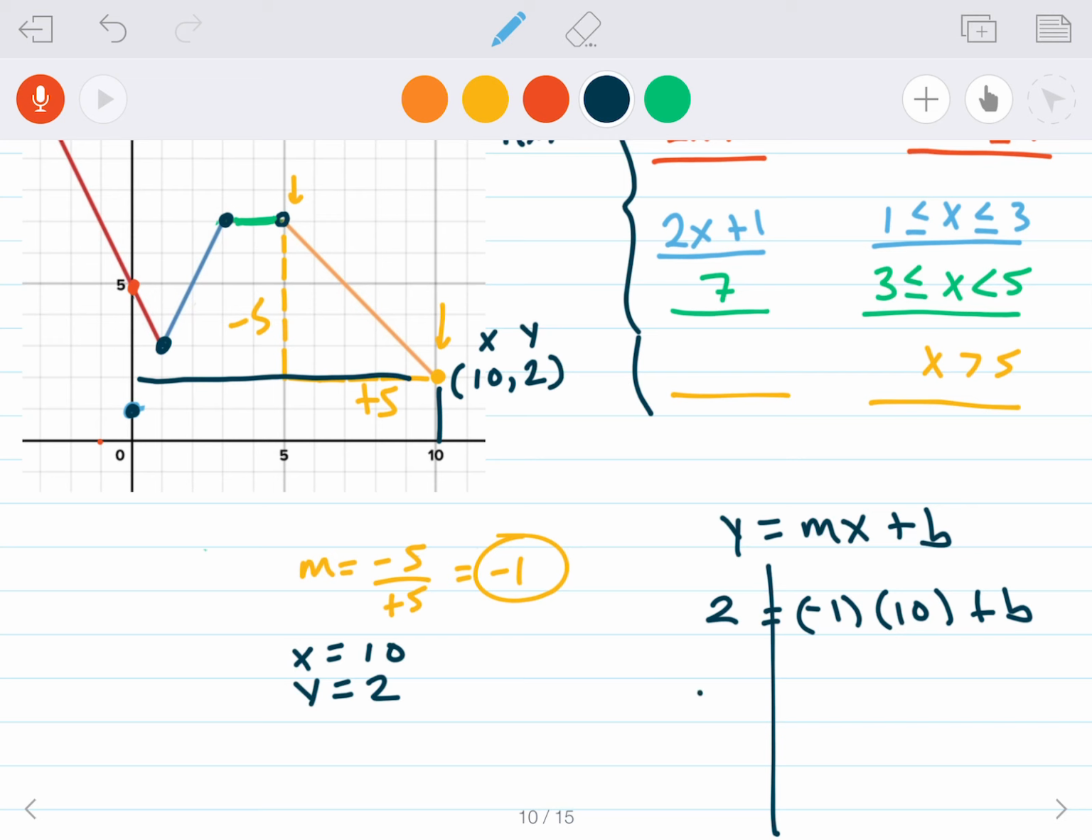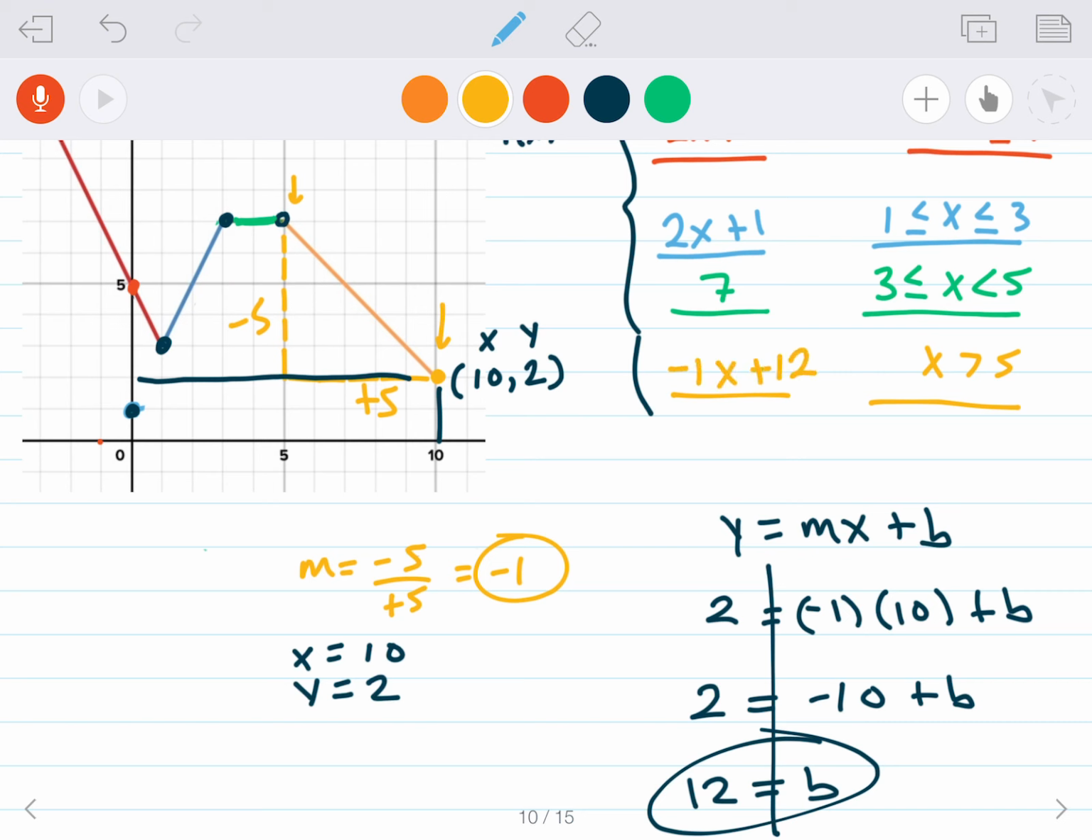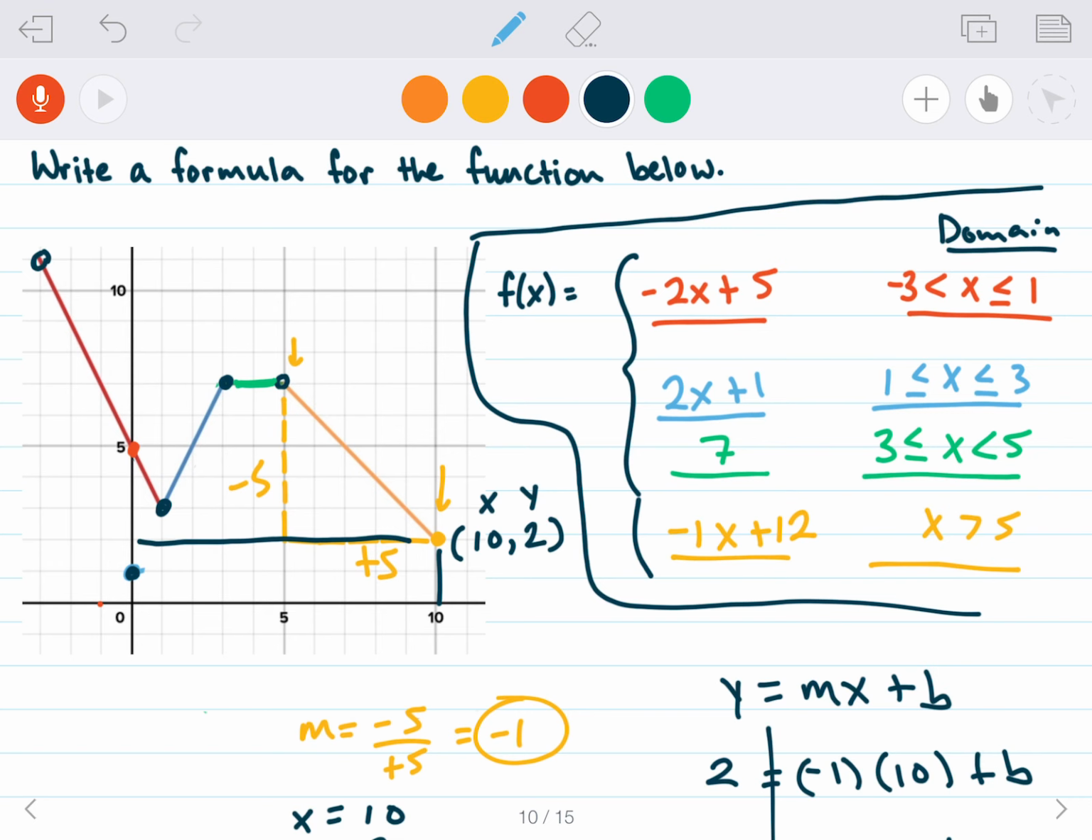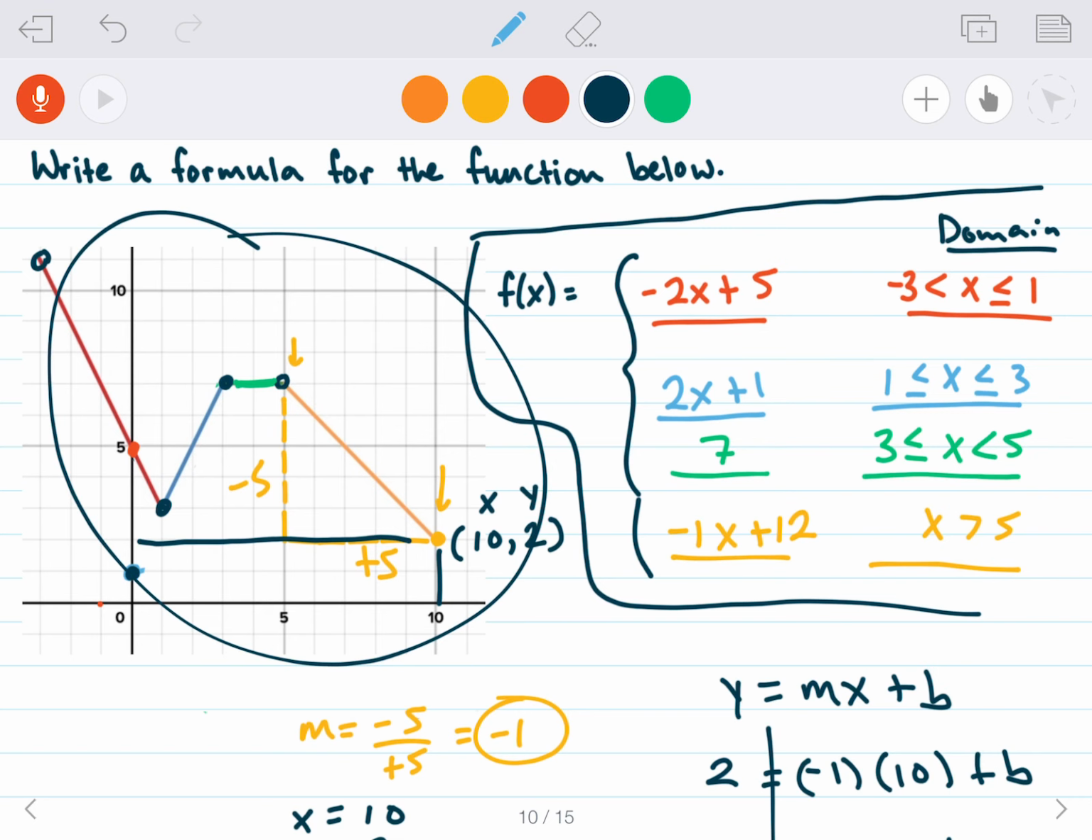So on the right side, I get 2 equals negative 10 plus b. I'll add 10 to both sides to get b equals 12. So my equation for that yellow segment is y equals m, which is negative 1, x plus 12. All right, we did it. So that was kind of a process, but this right here is our formula that represents this piecewise graph.